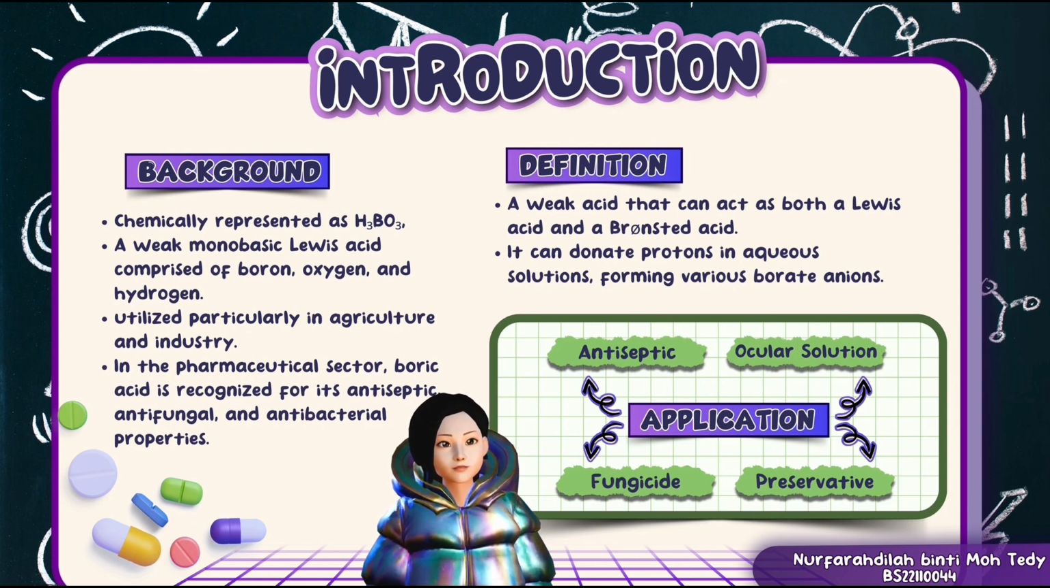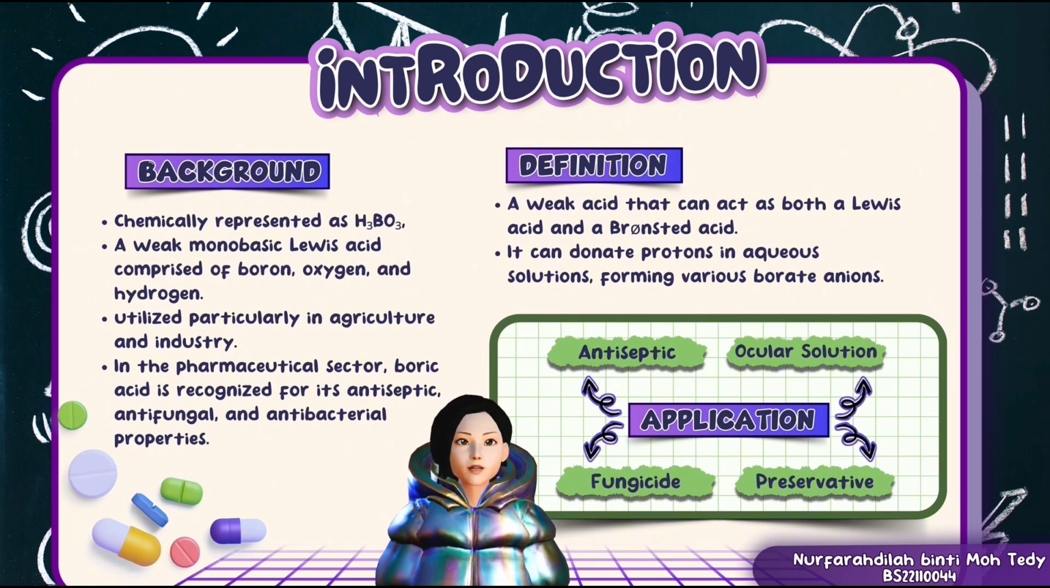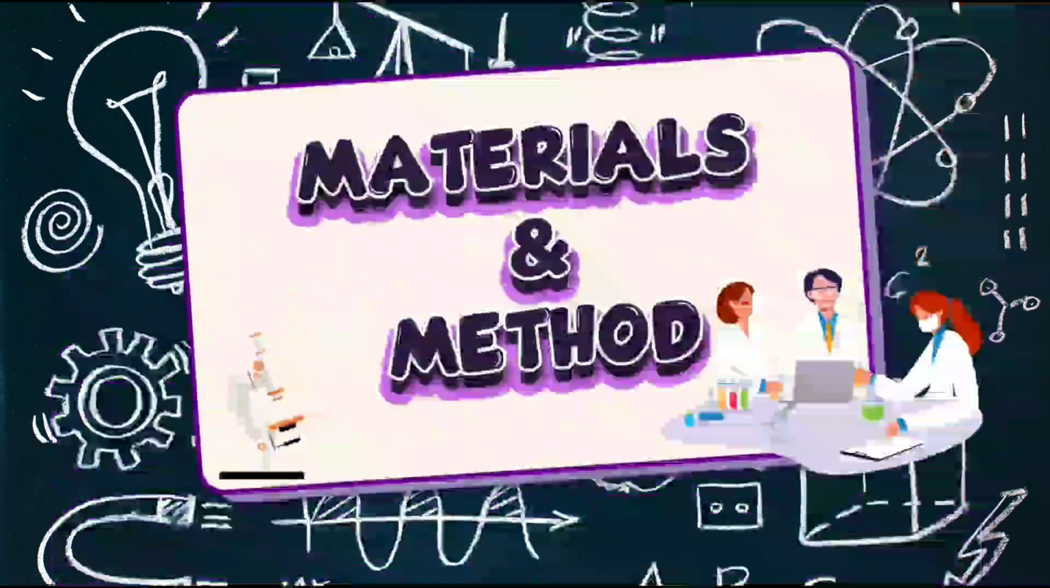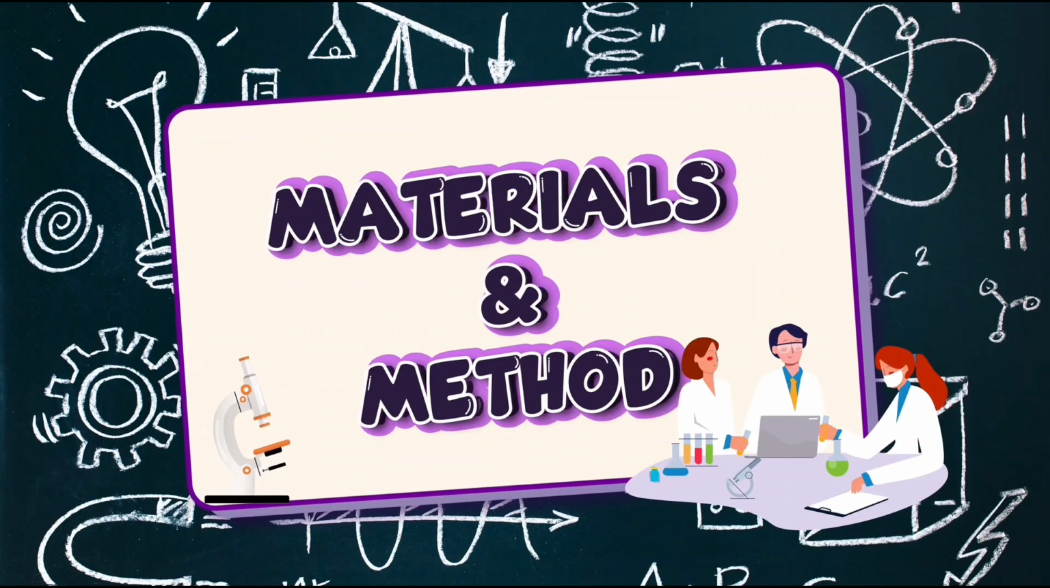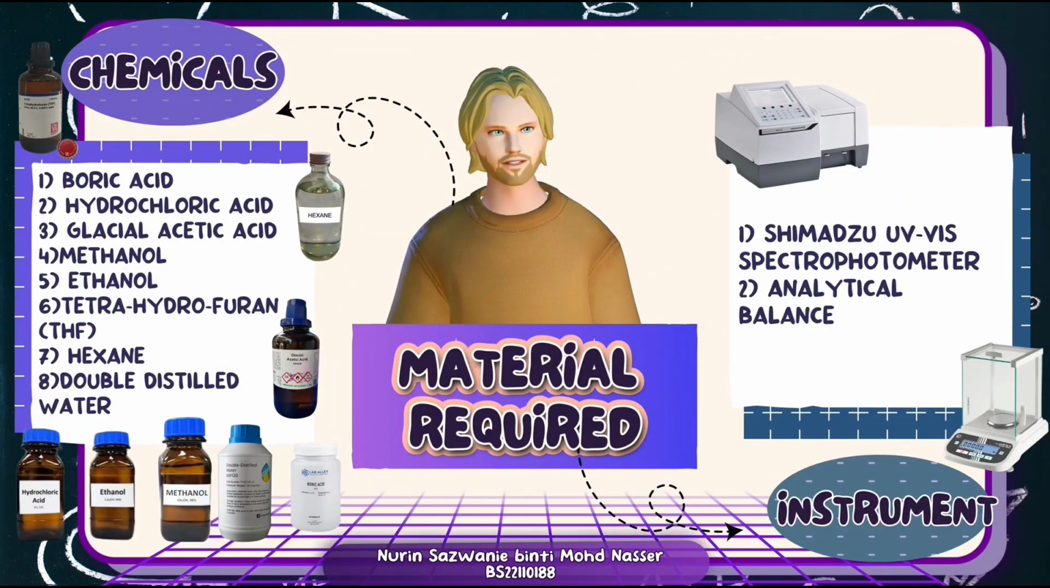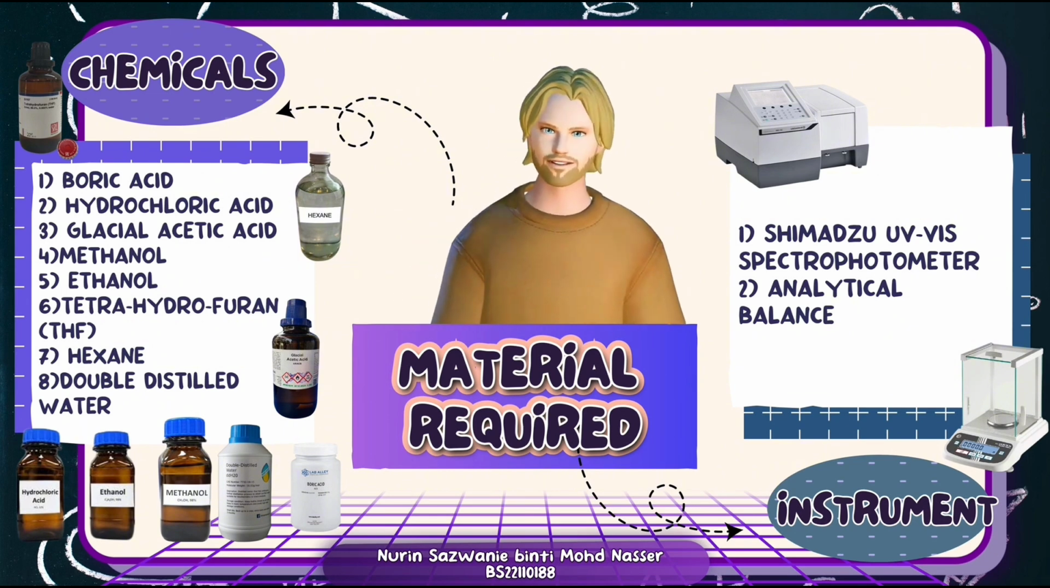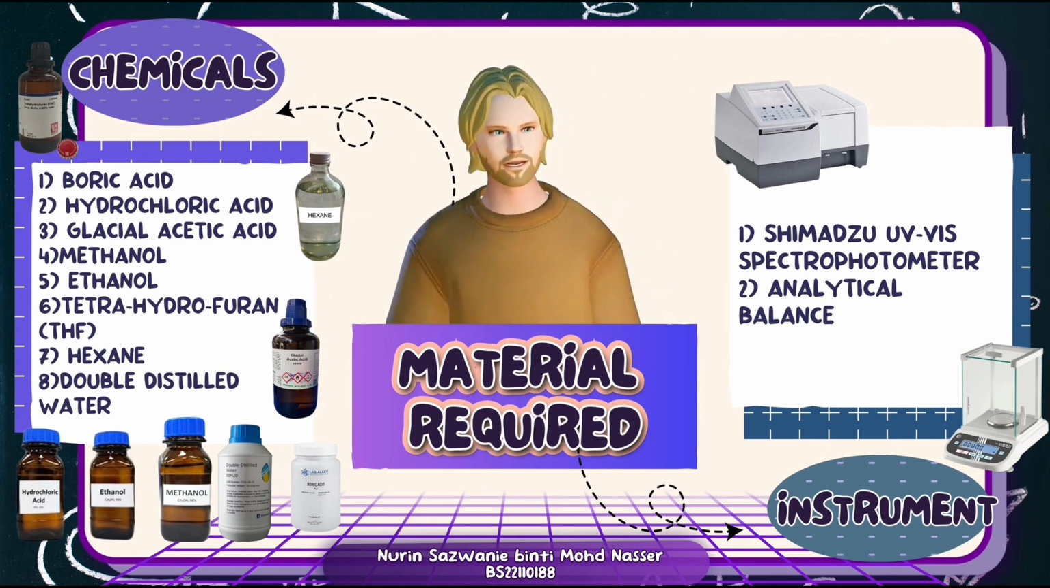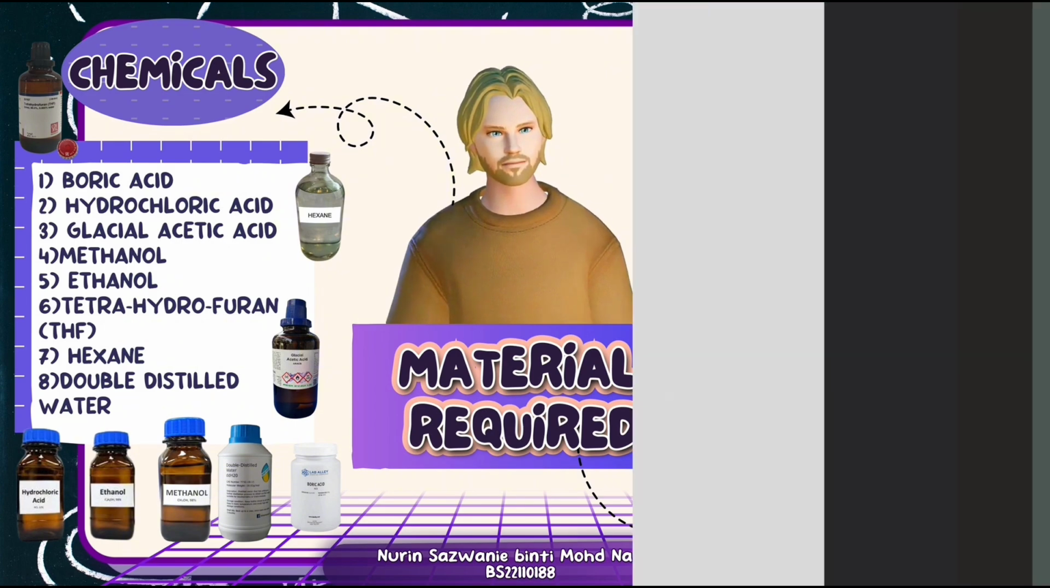This study highlights the detection of boric acid in various pharmaceutical formulations in the pharmaceutical industry. The materials required are the chemicals boric acid, hydrochloric acid, glacial acetic acid, methanol, ethanol, tetrahydrofuran (THF), hexane, and double distilled water. The instruments are a UV-vis spectrophotometer and an analytical balance.